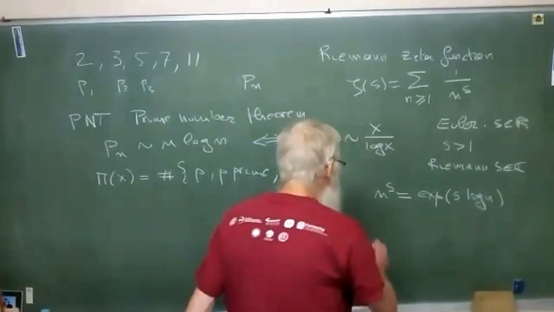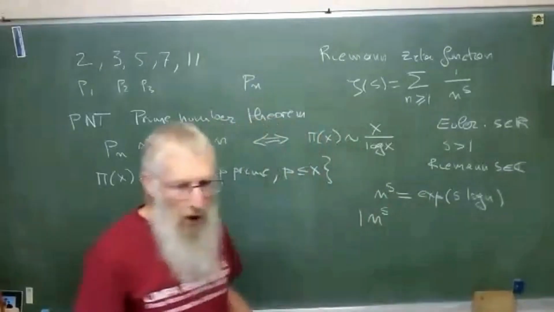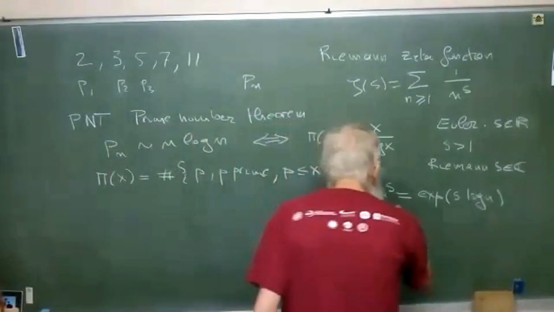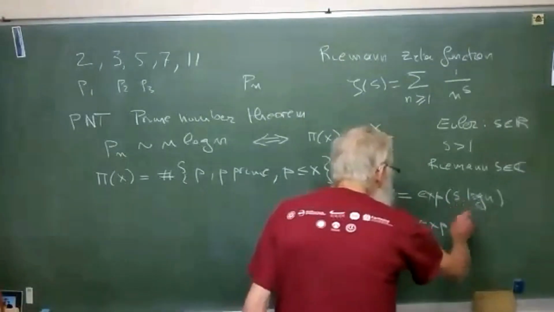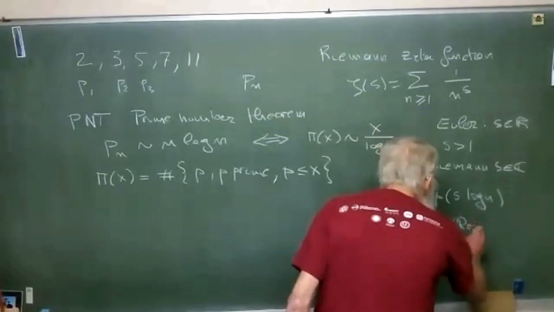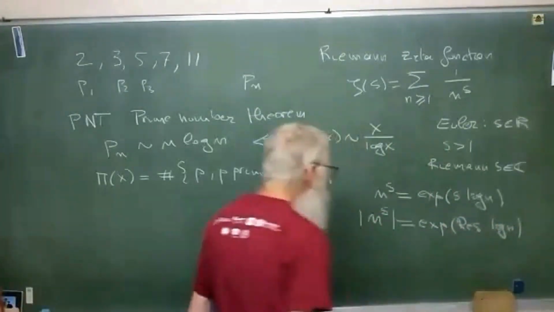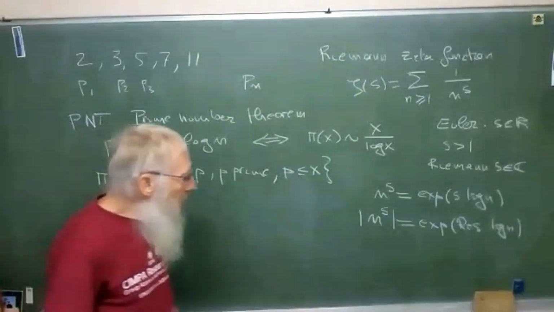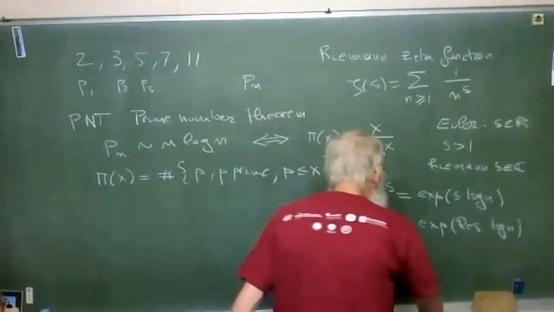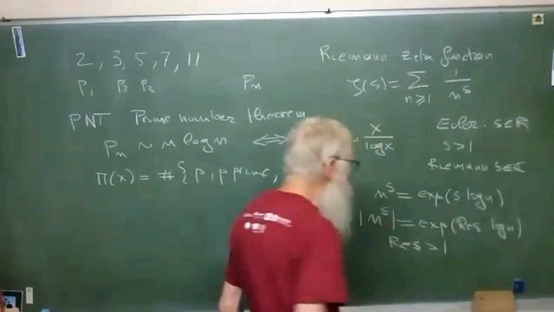And now when we look at the modulus of n to the s, which is a complex number, this is exponential of the real part of s times log n. And if we want the series to converge absolutely, the condition on s is that the real part of s is greater than 1.